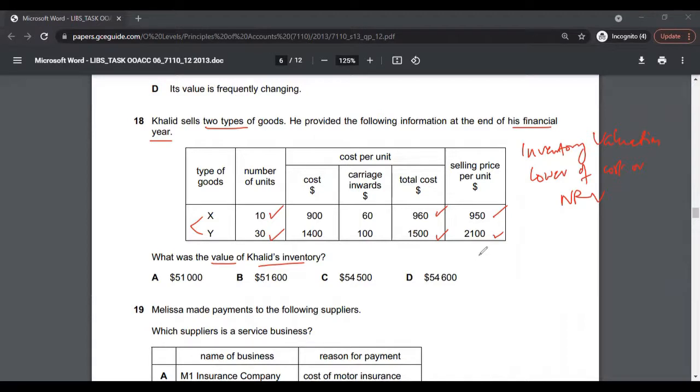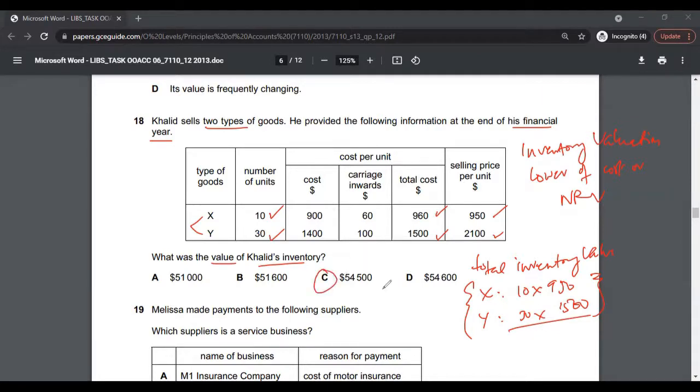So for total inventory value for X, it's going to be 10 times 950, and for Y, let's look at 1500 and 2100. Of course you will take 1500 because that's lower of cost or NRV. So 30 times 1500, and if you do the math in here, that gives me an answer of 54,500. So the answer to multiple choice 18 is actually option C, 54,500.